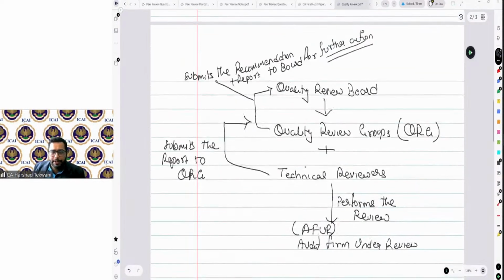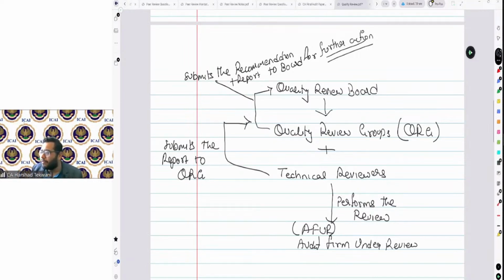Now, the question comes: okay, this is the quality review, we saw peer review, how is it different? See, quality review is performed by the quality review board. It's an independent board. And here, the further actions make an important difference.